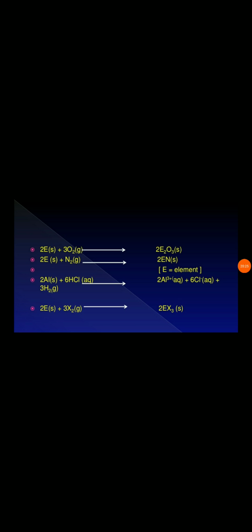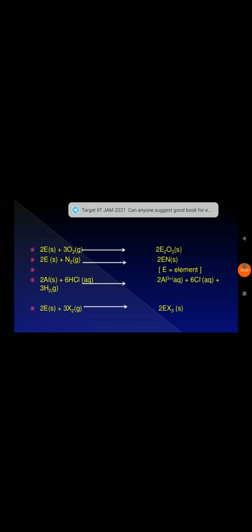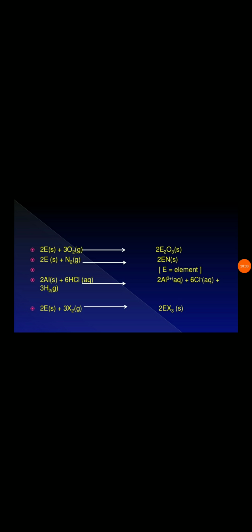AlCl3 will be forming there. Not Al2Cl3, but AlCl3. That means chlorine has oxidation state 1. Aluminum valence is 3, but chlorine valence is 1. So aluminum reacted with HCl forms AlCl3, aluminum trichloride. Boron trichloride, aluminum trichloride, gallium trichloride, like that, plus hydrogen gas also evolving.